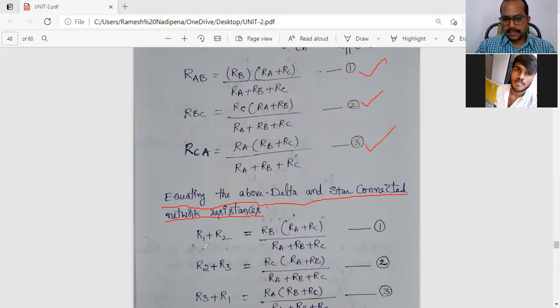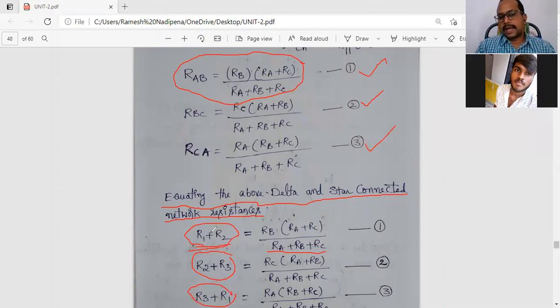So here these are the elements. R1 plus R2, that is RAB, equal to R1 plus R2 from the star connected network. Am I right? This is the delta connected network. RAB means this one: RB into RA plus RC by RA plus RB plus RC. This is from the star connected network, RAB. This is from the star connected network, RBC. RCA. So here RAB from star equals RAB from delta. Here also the same thing: RBC from star equals RBC from delta. Here also RCA from star equals RCA from delta connected network.